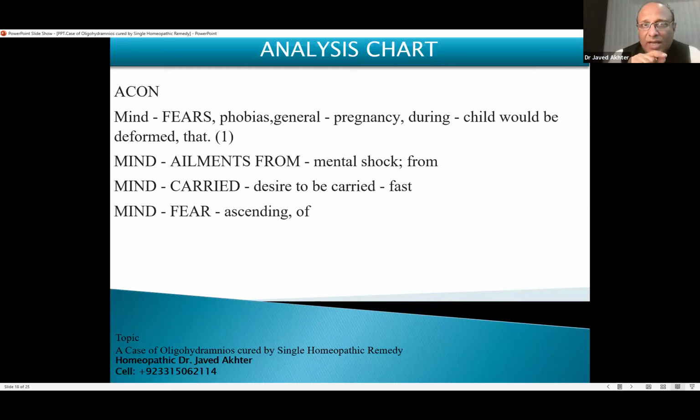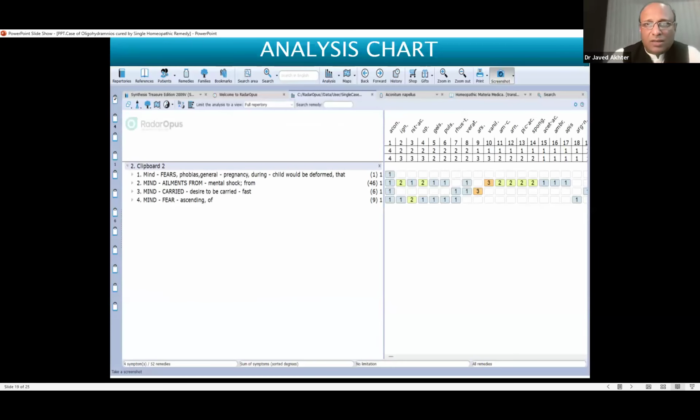And here, Aconite. This is the chart of this case: fear, phobia, pregnancy during childhood, deformed. Number one. Number two, ailment from mental shock. Number three, carry desire to be carried fast and fear ascending. And this is a chart of the RadarOpus Apex. You can see here I placed all the rubrics that were taken over there. The whole case of this remedy comes to Aconite. The rubrics were taken from Synthesis and Murphy's rubrics are used here.